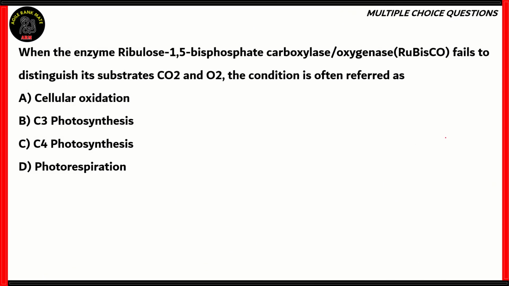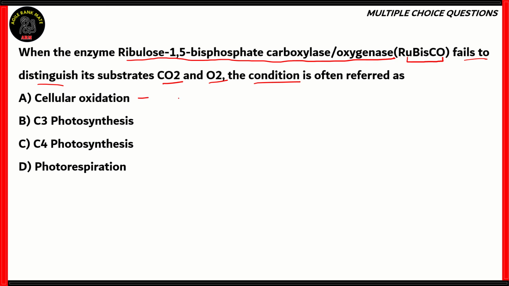Now let's look at this question. When the enzyme ribulose 1,5-bisphosphate carboxylase oxygenase, or Rubisco for short, fails to distinguish its substrates CO2 and O2, the condition is referred to as: cellular oxidation, C3 photosynthesis, C4 photosynthesis, photorespiration. Now let's look at each of the options.